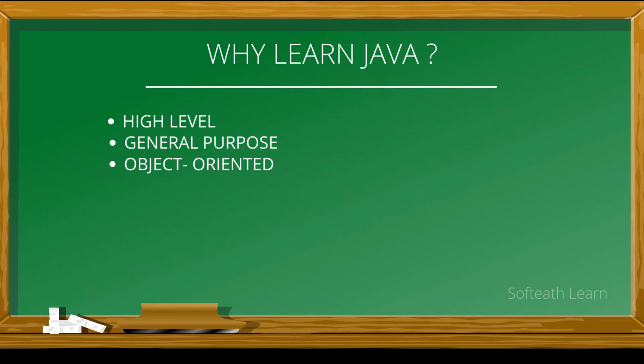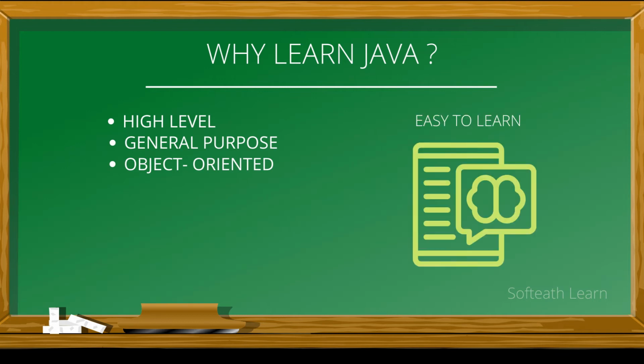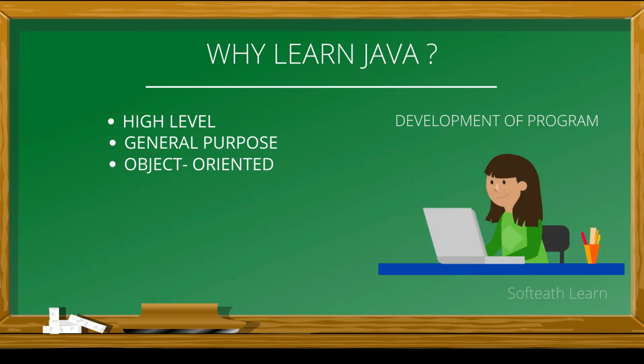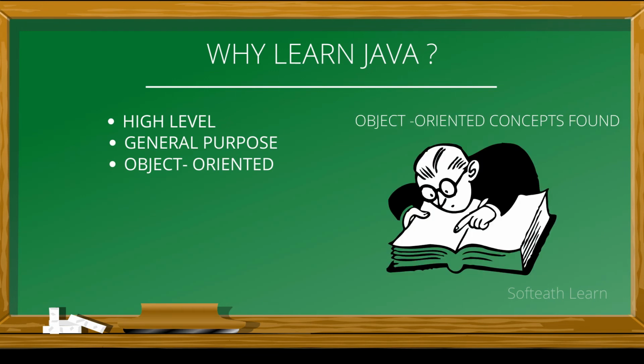First of all, Java is a high-level, general-purpose, object-oriented programming language, which means it is easy to learn as it is a high-level programming language, and it can be used to develop any kind of program. So it is a general-purpose programming language. Java is an object-oriented programming language. This means that object-oriented concepts are found in Java. So these make Java popular and powerful.